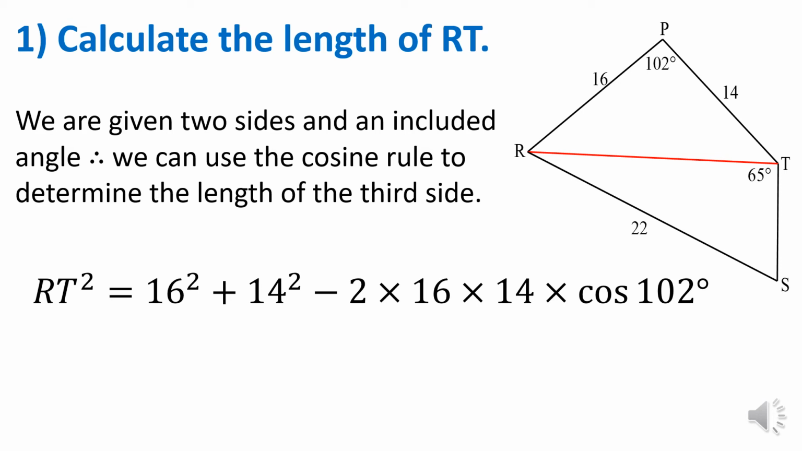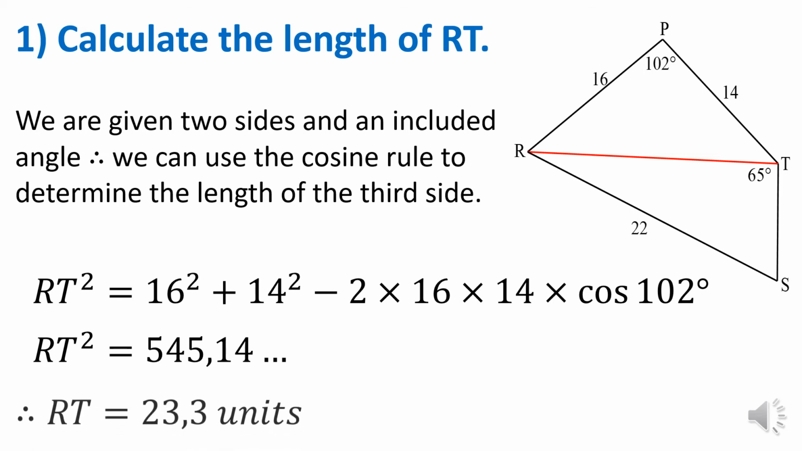Our equation therefore becomes RT squared is equal to 16 squared plus 14 squared minus 2 times 16 times 14 times cos of 102 degrees. RT squared is therefore equal to 545,14. Therefore, RT is equal to 23,3 units. It's very important that you actually write units there because they did not give us a measurement.